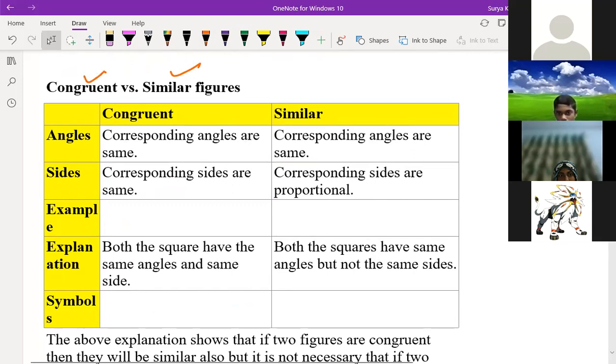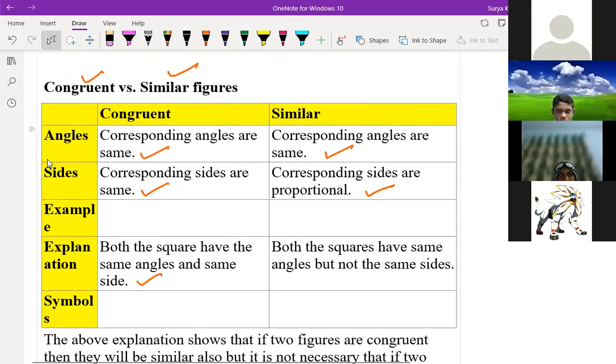In congruent figures, the corresponding angles are the same. Corresponding angles are the same here also. Sides are exactly the same. Here sides are what? Proportional. So both squares have the same angles and the same size. If any square is having the same angles and the same size, then what? It should be congruent. Next one is both squares have the same angle but not the same sides. So this is your similar figures. Okay.